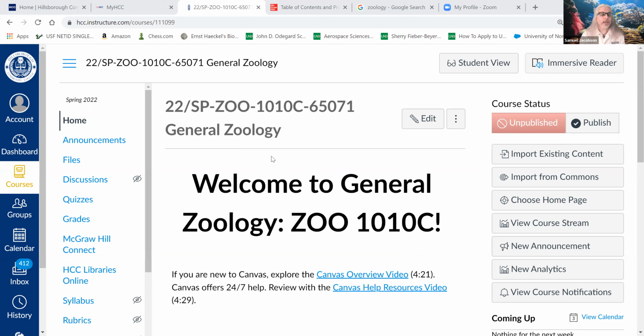So first and foremost, this is the main Canvas page, but as we get into that, understand that even though this is a general Zoe class, this is a DLON version of a general Zoe class. So let's talk about DLON, DLive, and traditional classes for a moment. This being DLON means it's fully online. There are no live lectures. There's no time to meet.